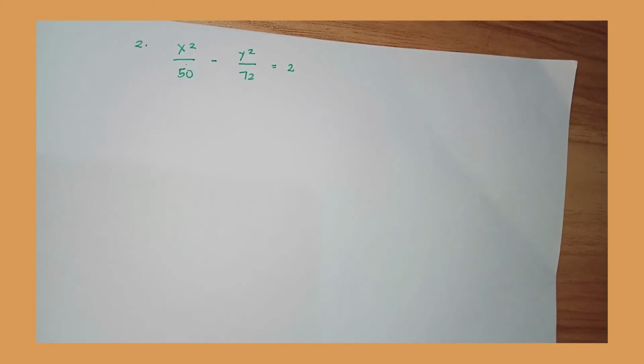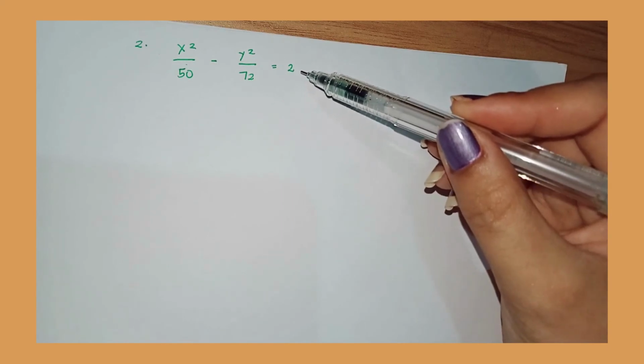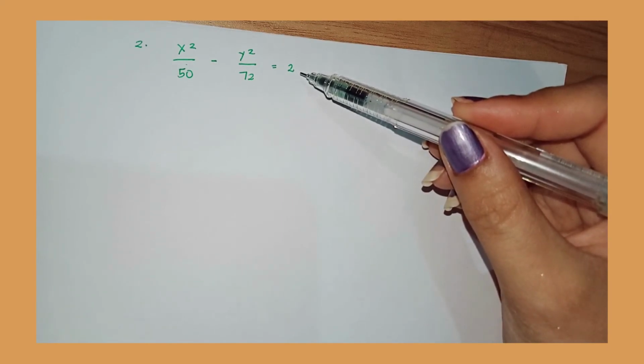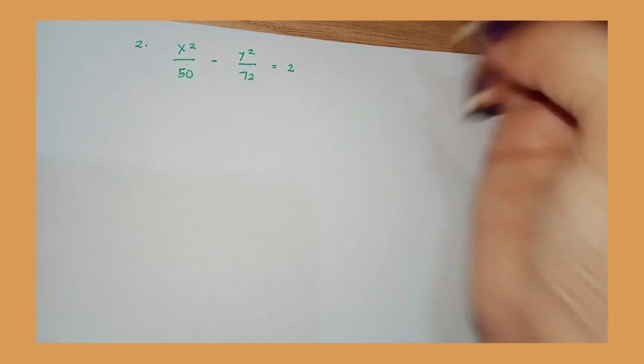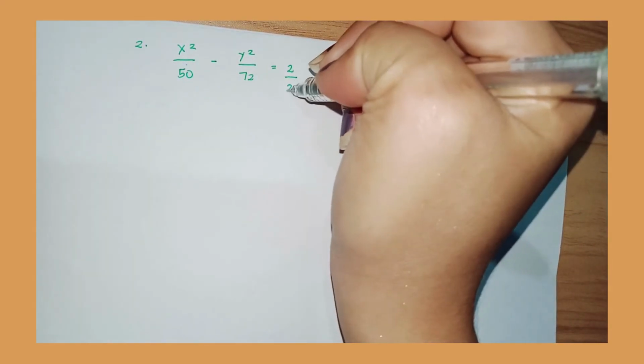Another example, number 2, x squared over 50 minus y squared over 72 is equal to 2. Again, we need the right side to be equal to 1. So what we will do is divide this by 2.